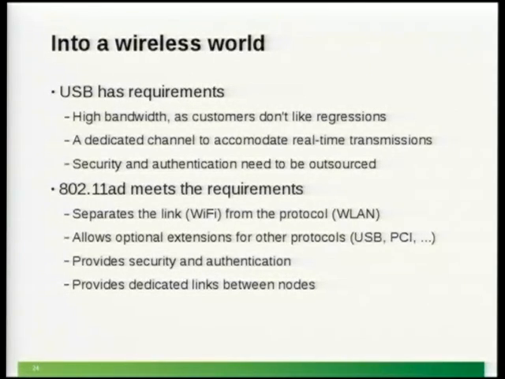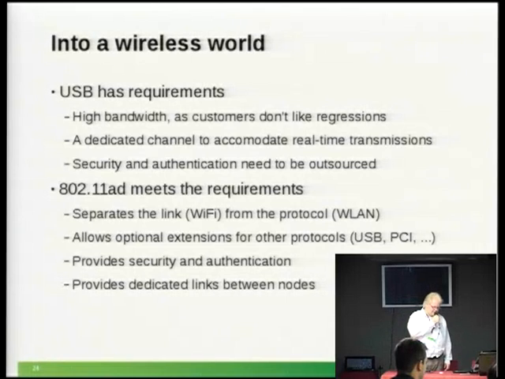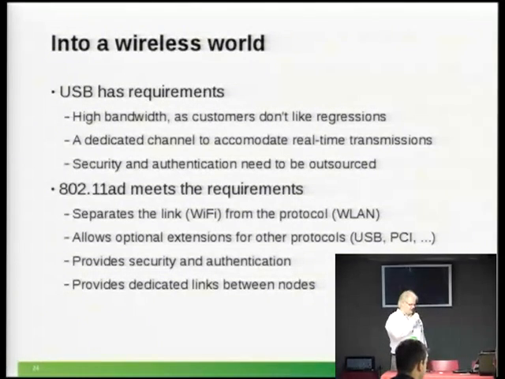So what do we need? A fast link, a link under our own control so we can do real-time I/O, and we really would like somebody else to do our security stuff, which means Wi-Fi would do the job if it had a dedicated channel and were fast. So now we are going to 802.11ad. Sorry, this is a tongue twister, which meets these requirements.